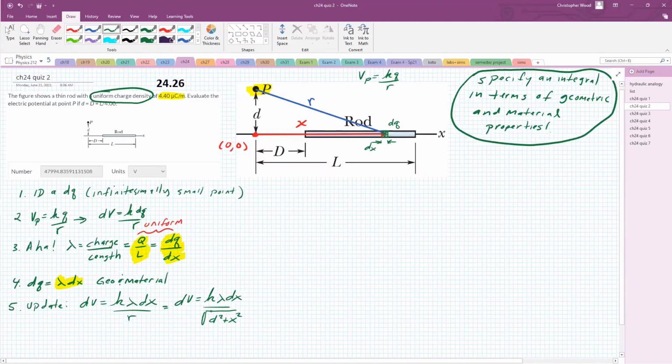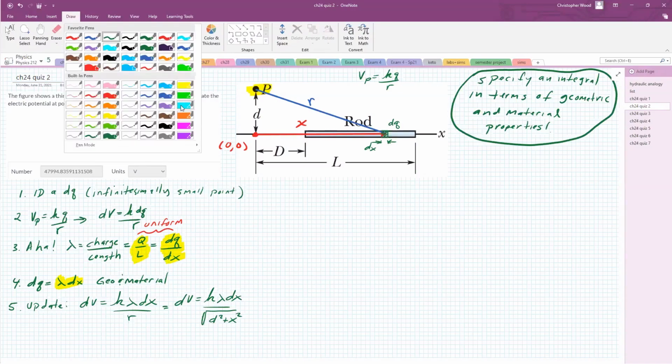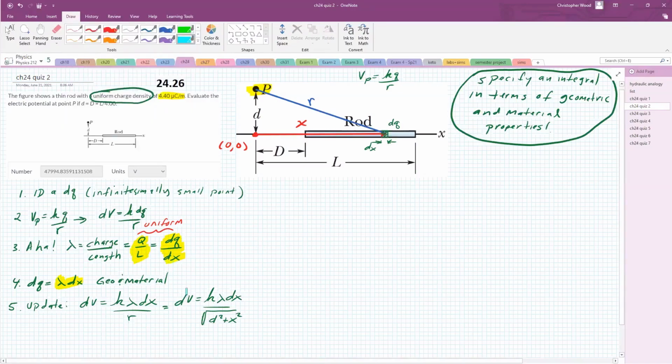Can I do any more drilling down here? So I'm just going to step back before I go down a path. What if I did something wrong? I don't want to waste time. So this is K dQ all over R, Pythagorean theorem. I'm feeling okay about that. I don't need to deal with sines or cosines or anything like this. I don't need to decompose this. So I guess I'm good to go. Now we just have to solve this integral.